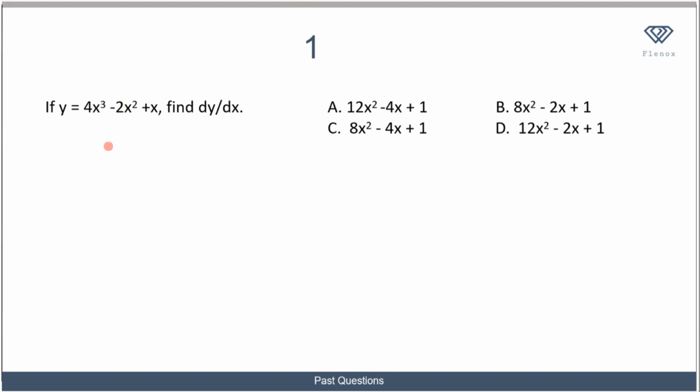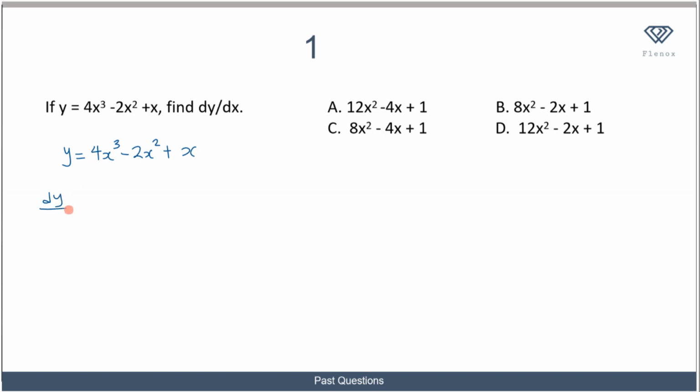So this is pretty straightforward. So we have y is equal to 4x cubed minus 2x squared plus x. Now if you remember our discussion on differentiation of algebraic expressions, what we have to do is just differentiate each of these terms individually and add them together. So what does that become?